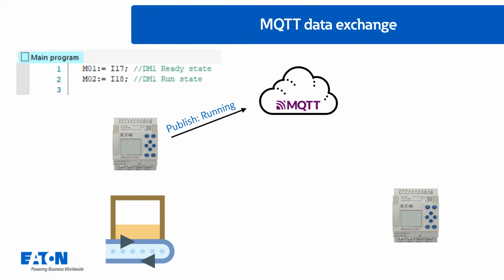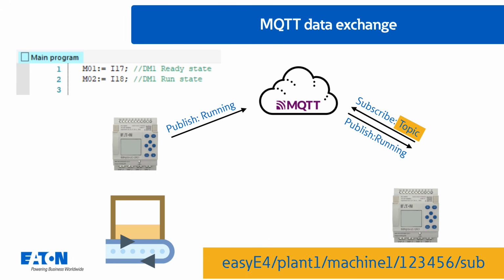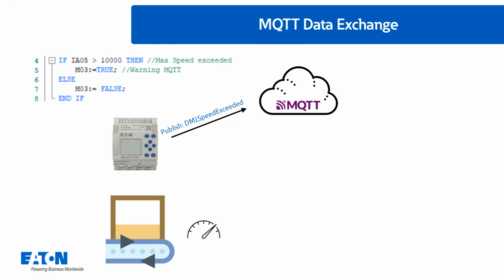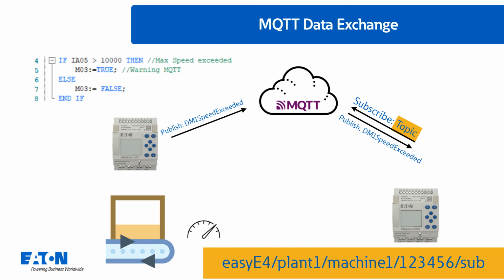Another easyE4, which for example controls a different process in the production line, can subscribe to this change via the topic and thus automatically receives information about the process, for example as a signal to start its own operation. The example also monitors the case where the conveyor belt speed is exceeded. This is also published to the broker and can then be subscribed to by other MQTT clients via the machine's topic.